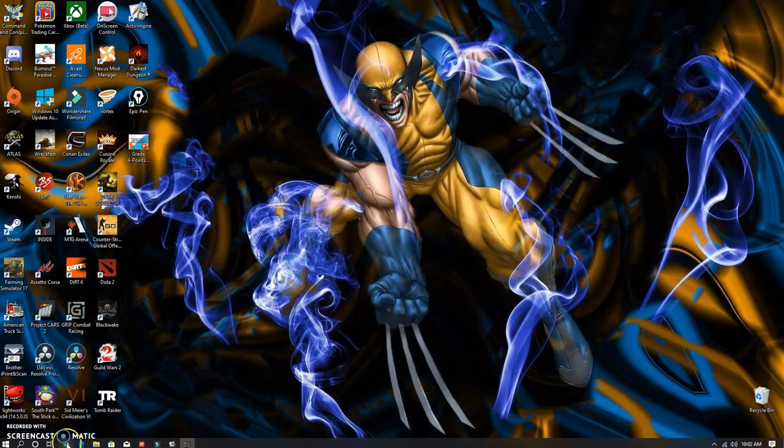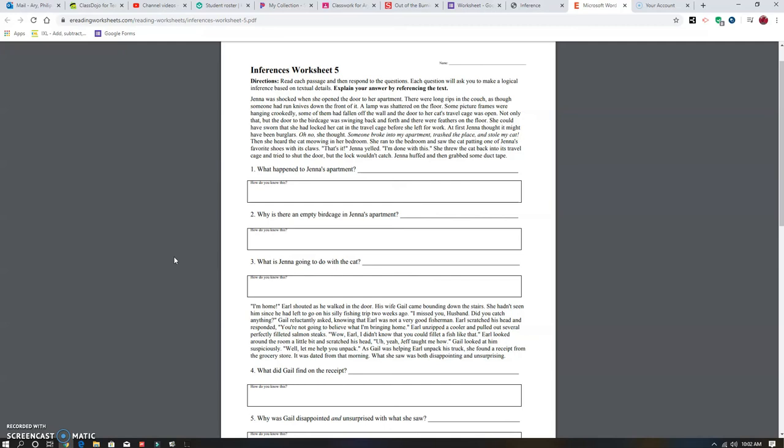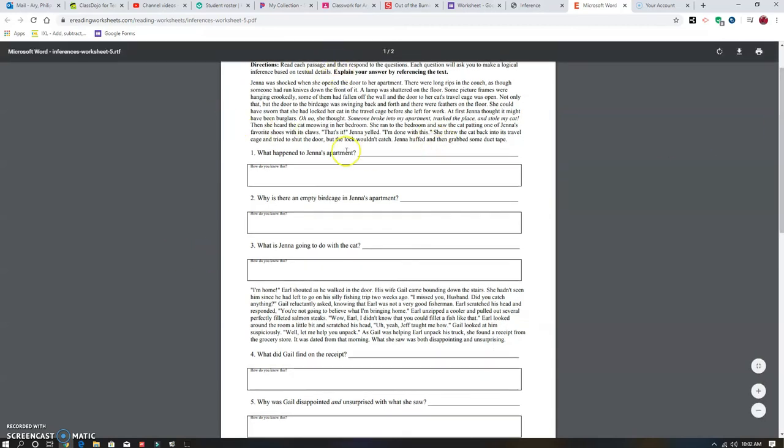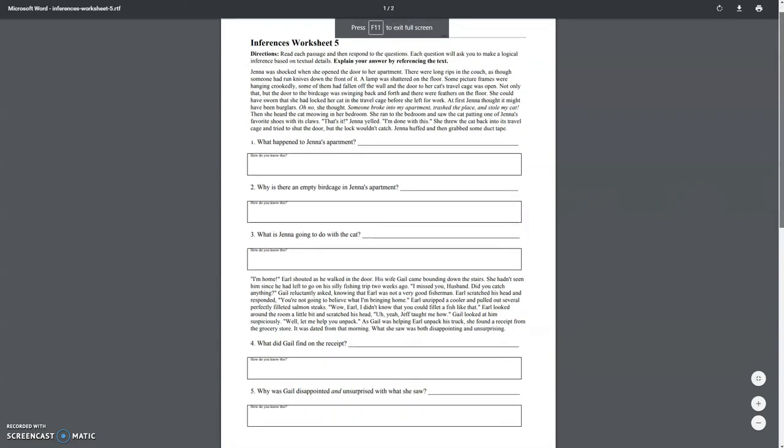So here's what we're going to do. I am going to post this sheet today too, within a different assignment. So you will have to do this today, and I'm going to show you. Let's get this full screen. Within your Google form today, you're going to see 5 questions, 1, 2, 3, 4, and 5. All right, and that's what you're going to answer from this sheet. Like what happened in her apartment, why is there an empty bird cage, and what's Jenna doing with the cat?